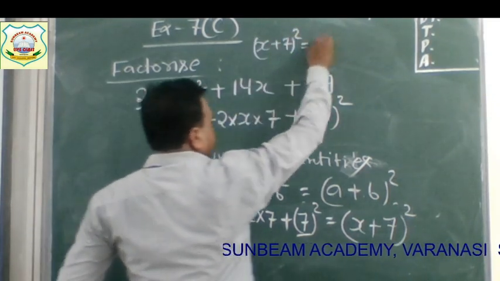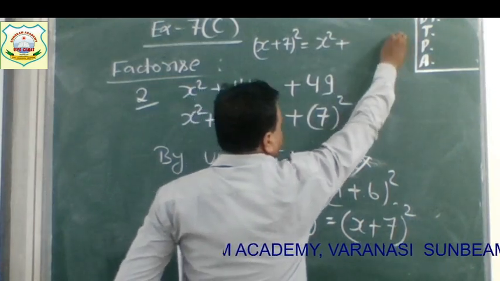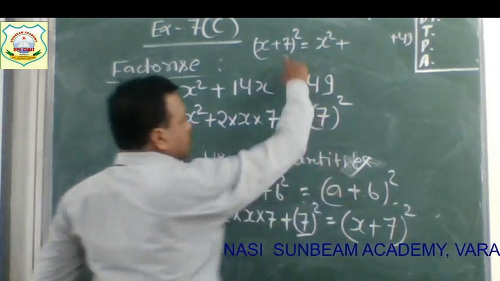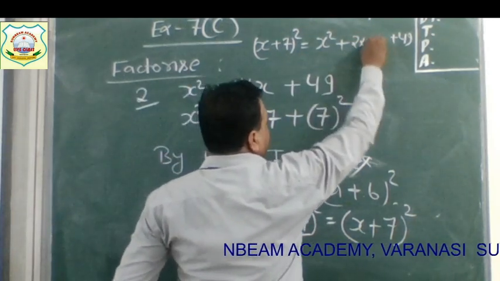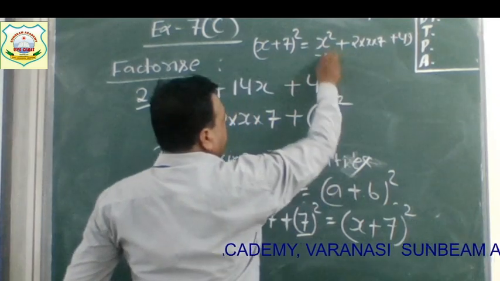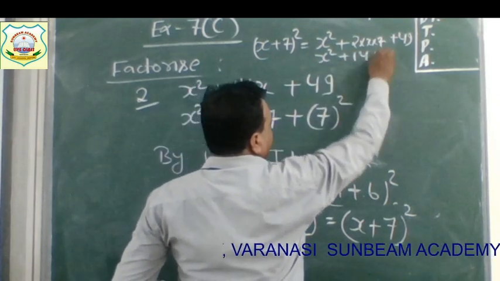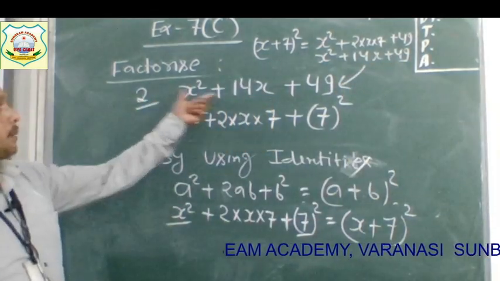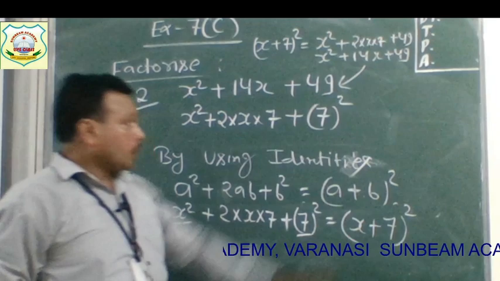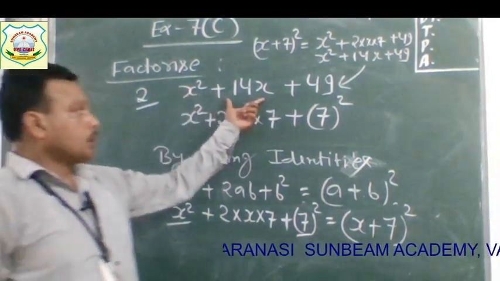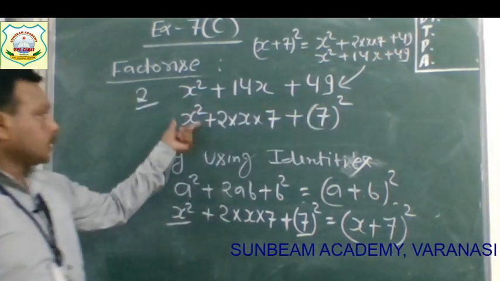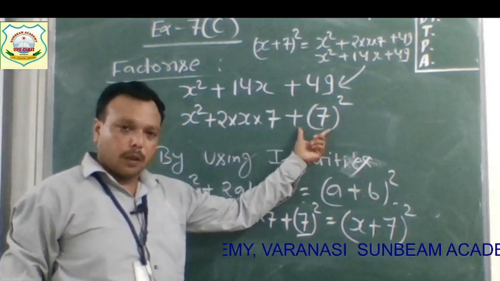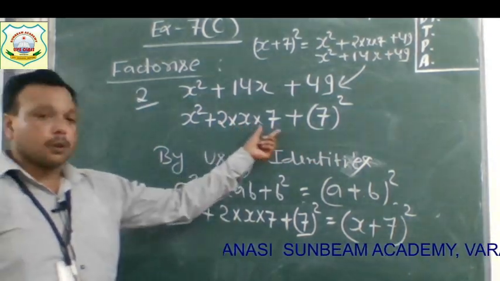So a square, that is x square, plus b square, that is 7 square, is 49, and last is 2 into x into 7. Now what will we get? x square plus 14x plus 49. Now you can check your answer. x square plus 14x plus 49. We have x square, then 14x, and 49 is 7 whole square, and 2 multiply x into 7.